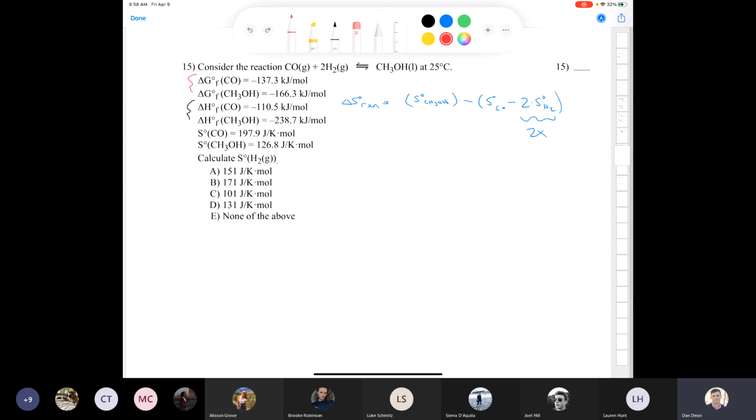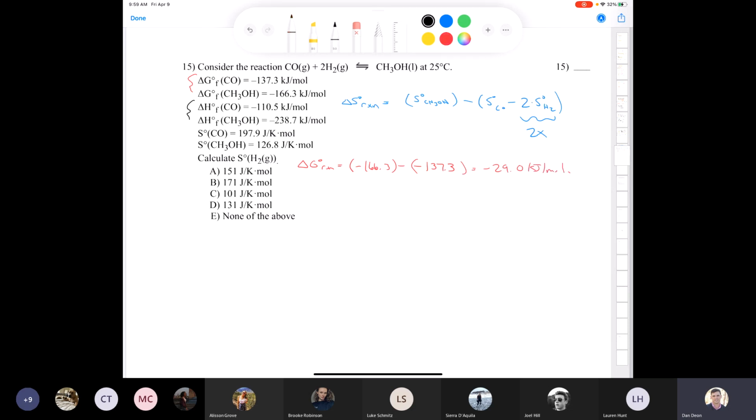First, we're going to calculate the delta G naught of the reaction, and again, same thing we've done a bunch of times. So we have negative 166.3, subtract negative 137.3. Remember that H2 isn't going to have a delta G or a delta H because it's in its standard state. So we have that. We have negative 29.0 kilojoules per mole.